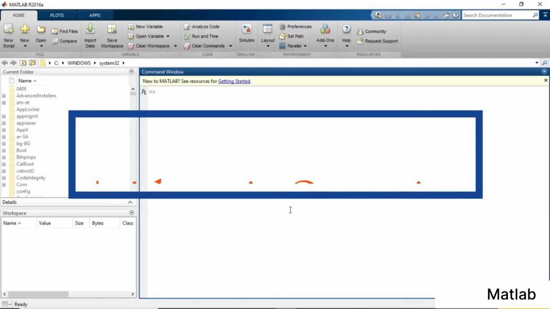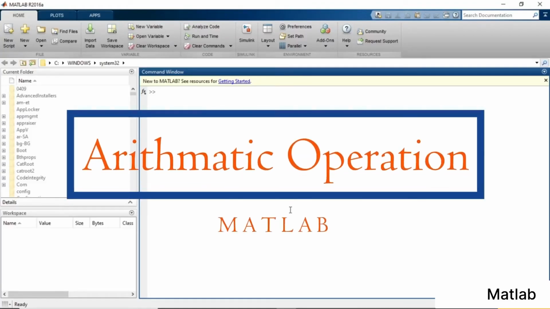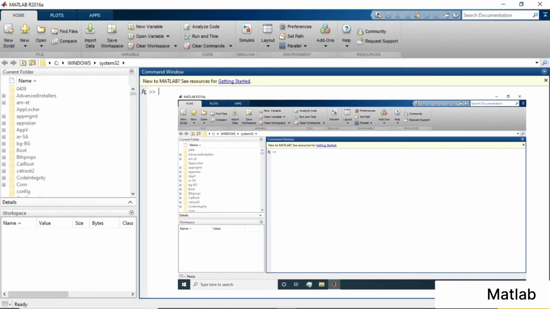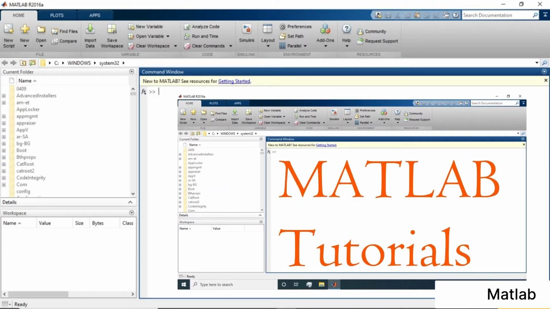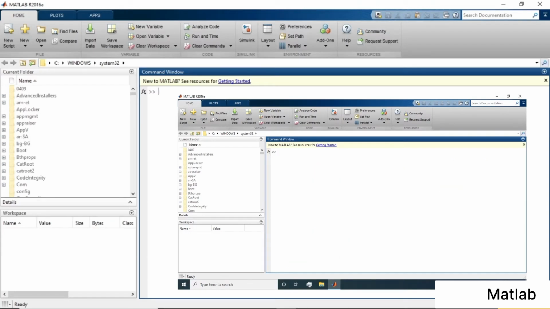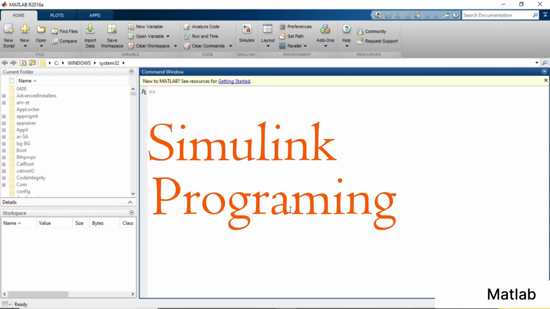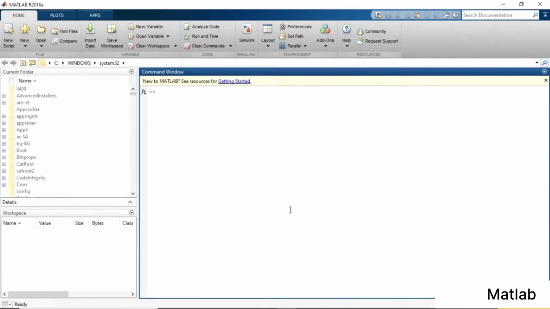To learn basic arithmetic operations that can be done in MATLAB. As we have started our MATLAB series, we will start with very fundamental to very deep, initially in programming, and then we will switch to Simulink. So without wasting time, let's begin.